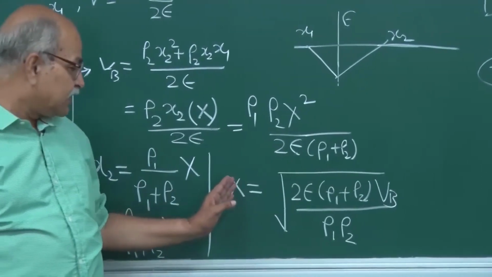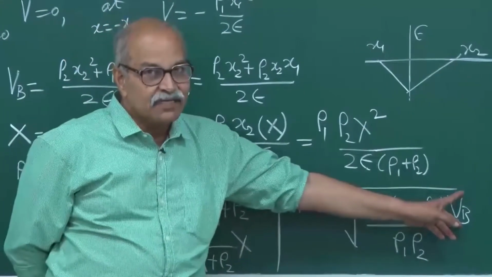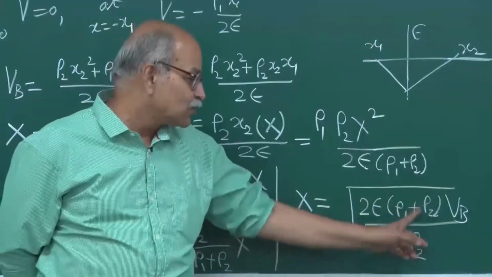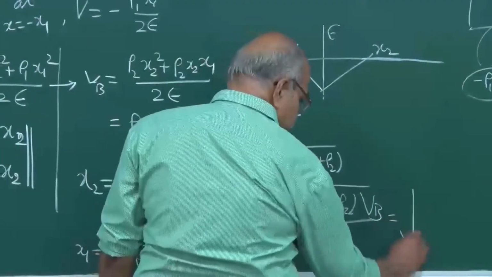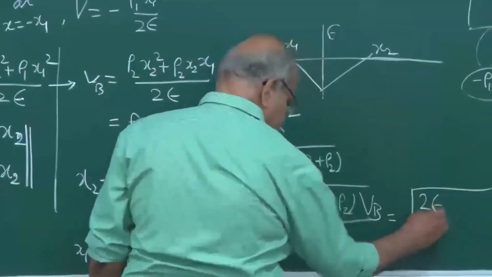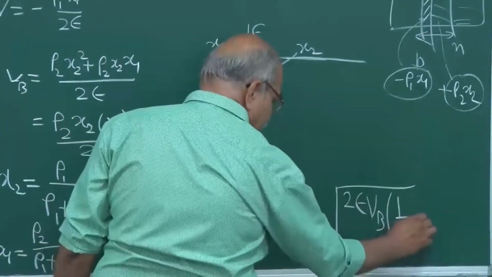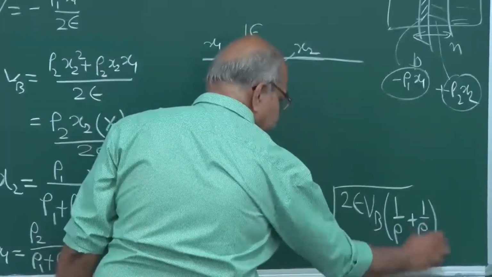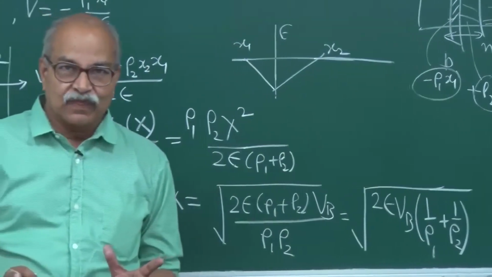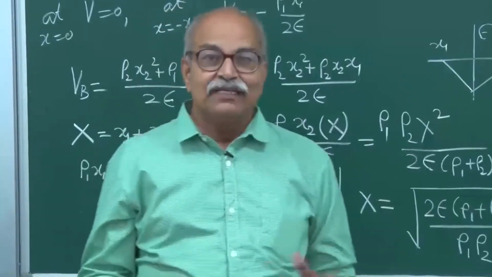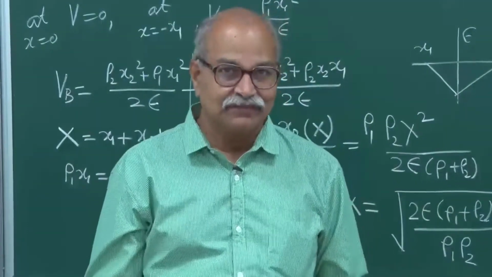So you have a relation between this depletion layer width and this potential barrier, but this rho 1 and rho 2 are coming here. Okay, can write this as 2 epsilon and then Vb and then 1 by rho 1 plus 1 by rho 2. These rho 1 and rho 2 are related to the concentration of impurities that we have doped, right?